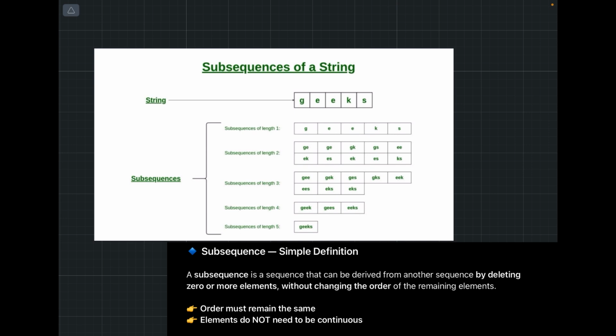A subsequence of a string, for example of GEEKS, can be written as GEKS. It should be in order. Suppose A1, A2, A3, A4 is there, or a string is there. We can select any of these elements, but in the same order.